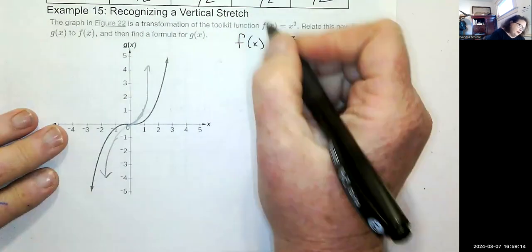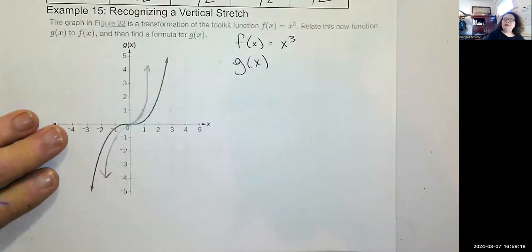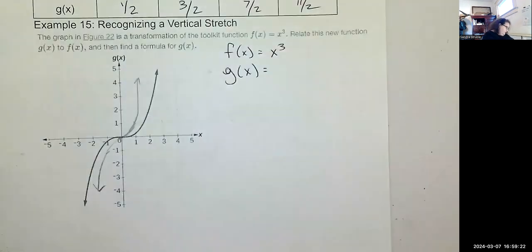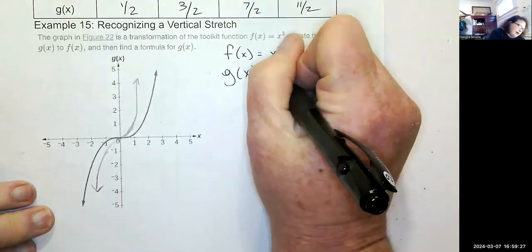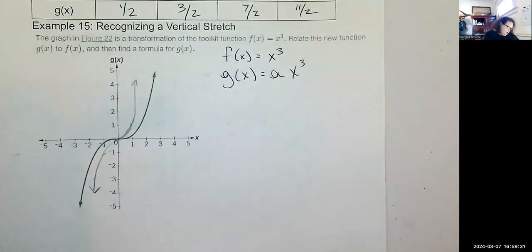I'm going to have a g of x. This is going to be my transformed function. And since this is a vertical change, a vertical stretch, we're going to represent that with a. You'll see me always represent it with a. So understand that a is your vertical stretch or compression.